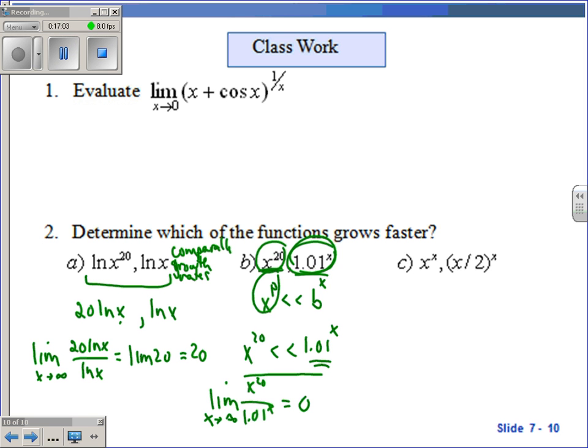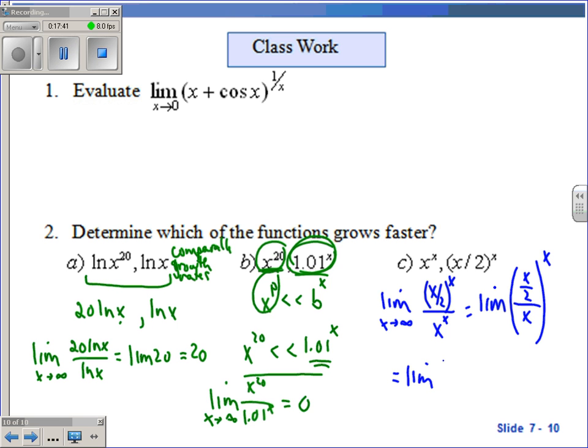Okay, now x to the x and x over 2 to the x. If I want to compare those two, I'm just going to look at the limit of a ratio. So the limit of, let's say, x over 2 to the x power and x to the x. Now, what I'm going to notice is I have the same exponent, so I'm going to go ahead and simplify by combining these two. That's x over 2 over x, all to the x power. And then when I invert and multiply, that's just going to give me the limit of 1/2 to the x power. And in all these, x is going to infinity.